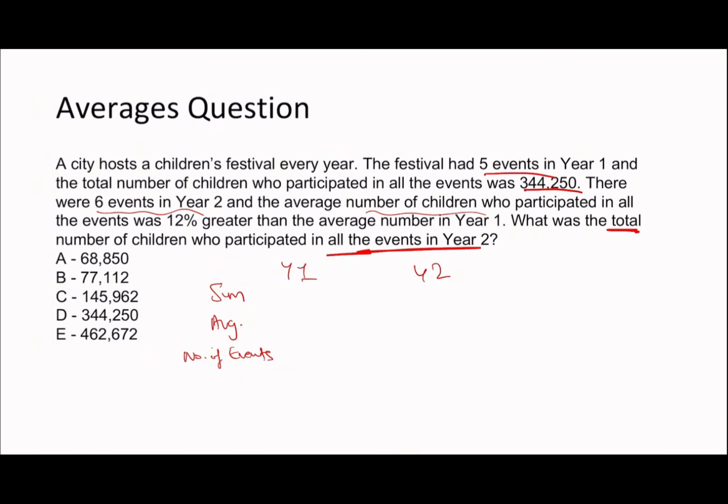Okay, so the festival had 5 events in year 1 and the total number of children who participated was 344,250. So to work out the average, you simply do 344,250 divided by 5, and that gives us 68,000.